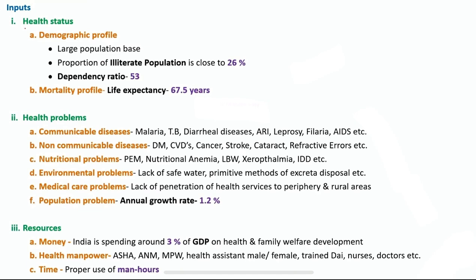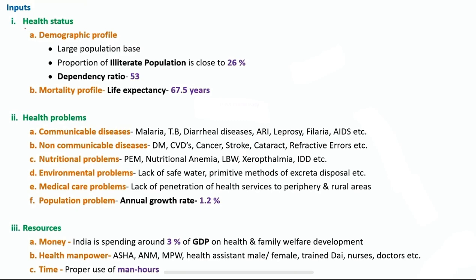And next we have population problems, like the annual growth rate, which is about 1.2%. Currently the growth rate is 1.6%, the current value, okay, that is 2024. And then the population problems, the annual growth is about 1.2% according to the textbook value. So this was about the health problems. We have almost discussed the health problems in detail.